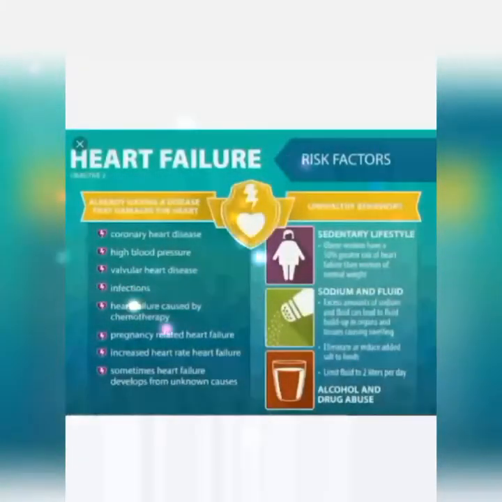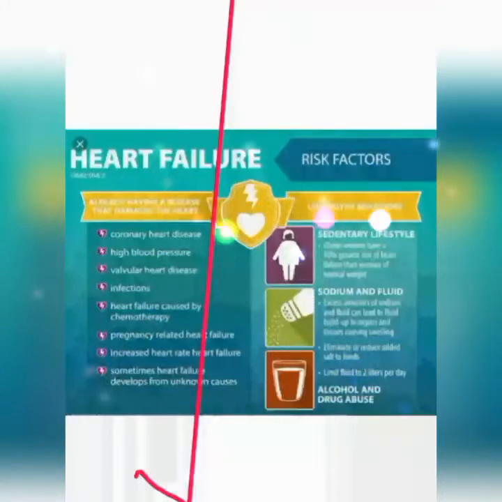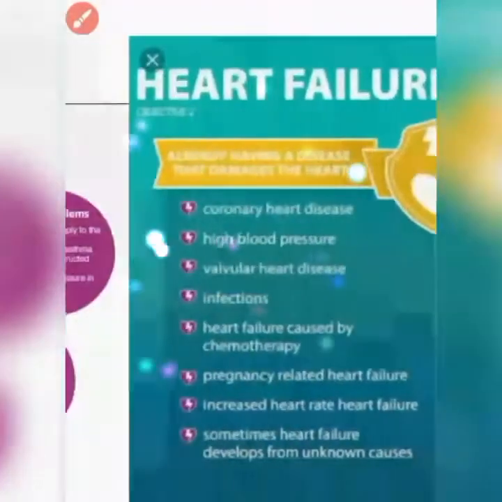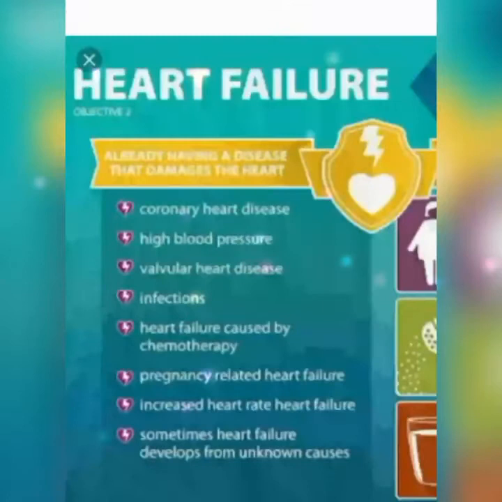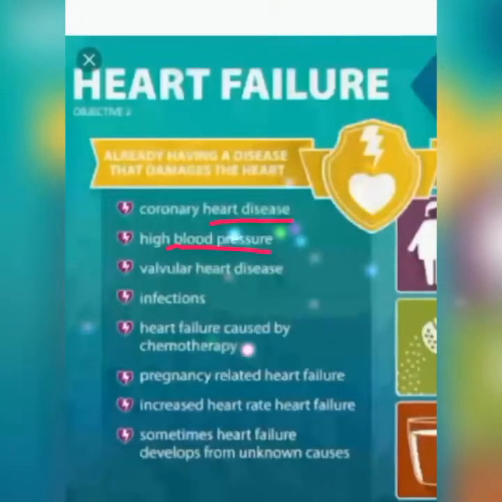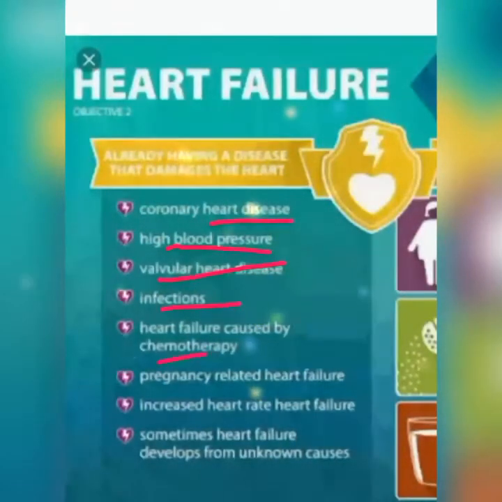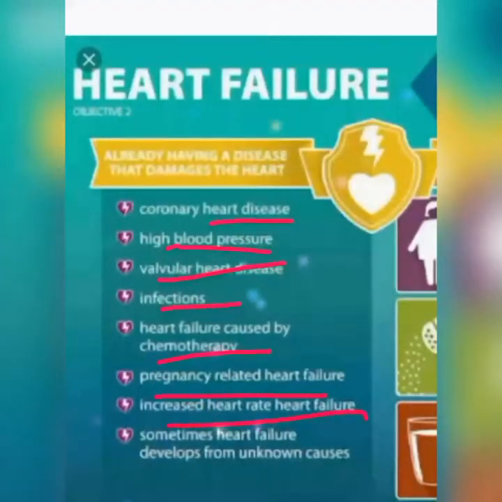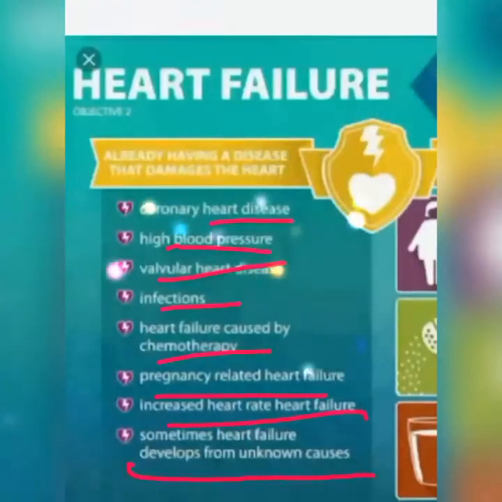Let's deal with the risk factors. As we discussed above, causes and risk factors combined are known as the etiology of heart failure. So, etiology includes coronary heart disease, high blood pressure, valvular heart disease, infection, pregnancy related heart failure, and increased heart rate. These are conditions that may cause heart failure, and sometimes heart failure develops from unknown causes.